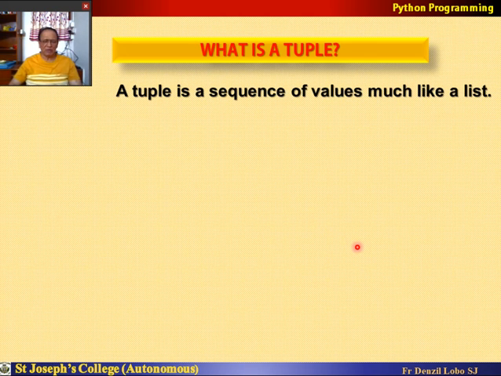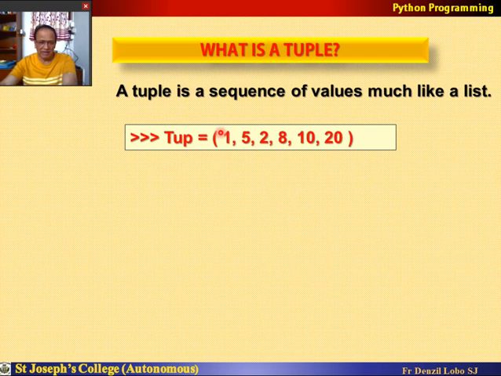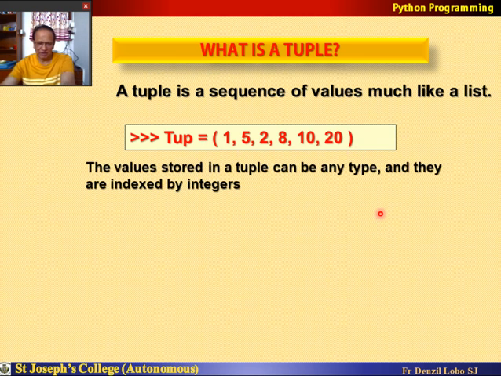A tuple is a sequence of values, much like the list. For example, for the creation, I put this kind of bracket and then give the numbers. In the case of a list, I had the square bracket, so that is the one difference. To create a list, I use square brackets. To create a tuple, I use these braces. Then the items here can be numbers, strings, or whatever it is. So this is how we create a tuple, a simple way of creating a tuple.